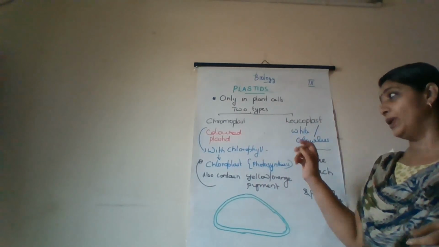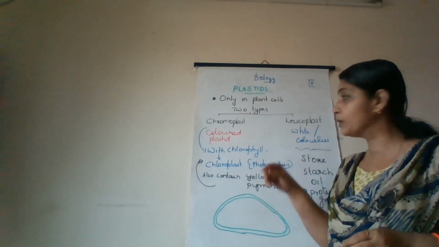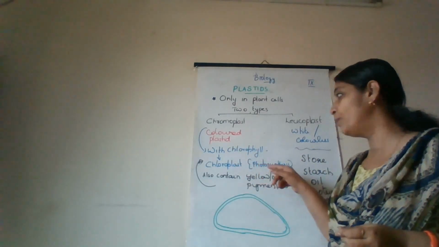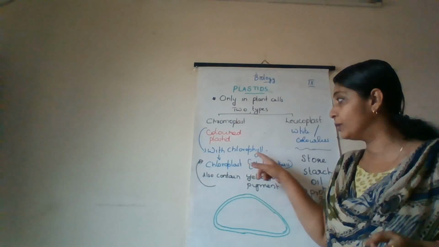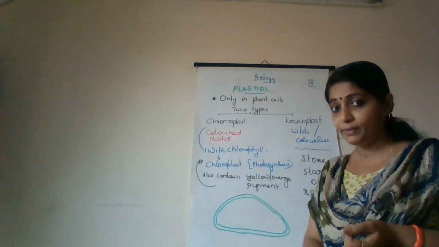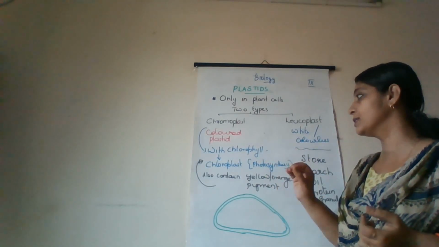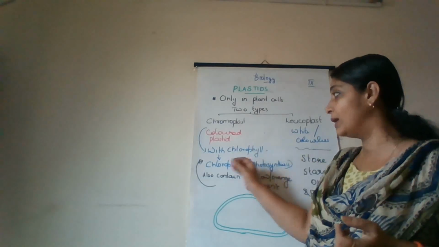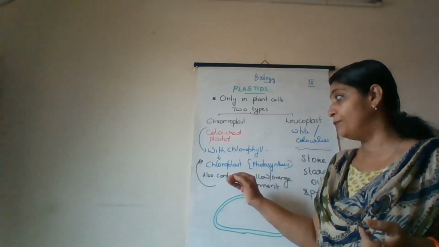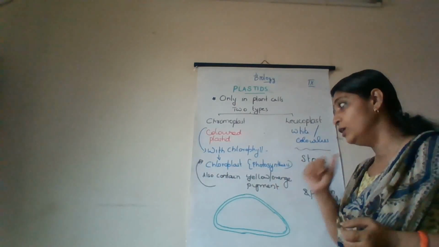In chromoplast, if it has chlorophyll, then we call it chloroplast. What is chlorophyll? Chlorophyll is the green colored pigment. What is the role of chlorophyll? It helps in the process of photosynthesis. So the main role of chloroplast is photosynthesis. The chromoplast with the green pigment chlorophyll is called chloroplast, which helps in photosynthesis.